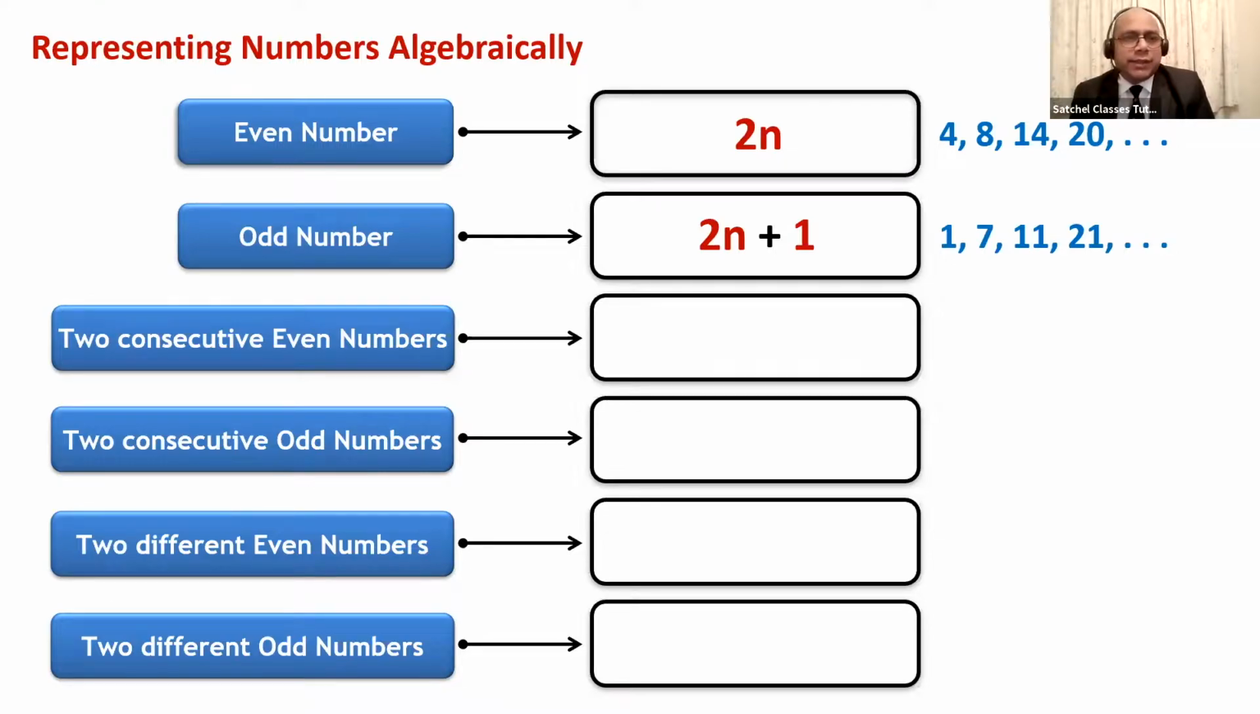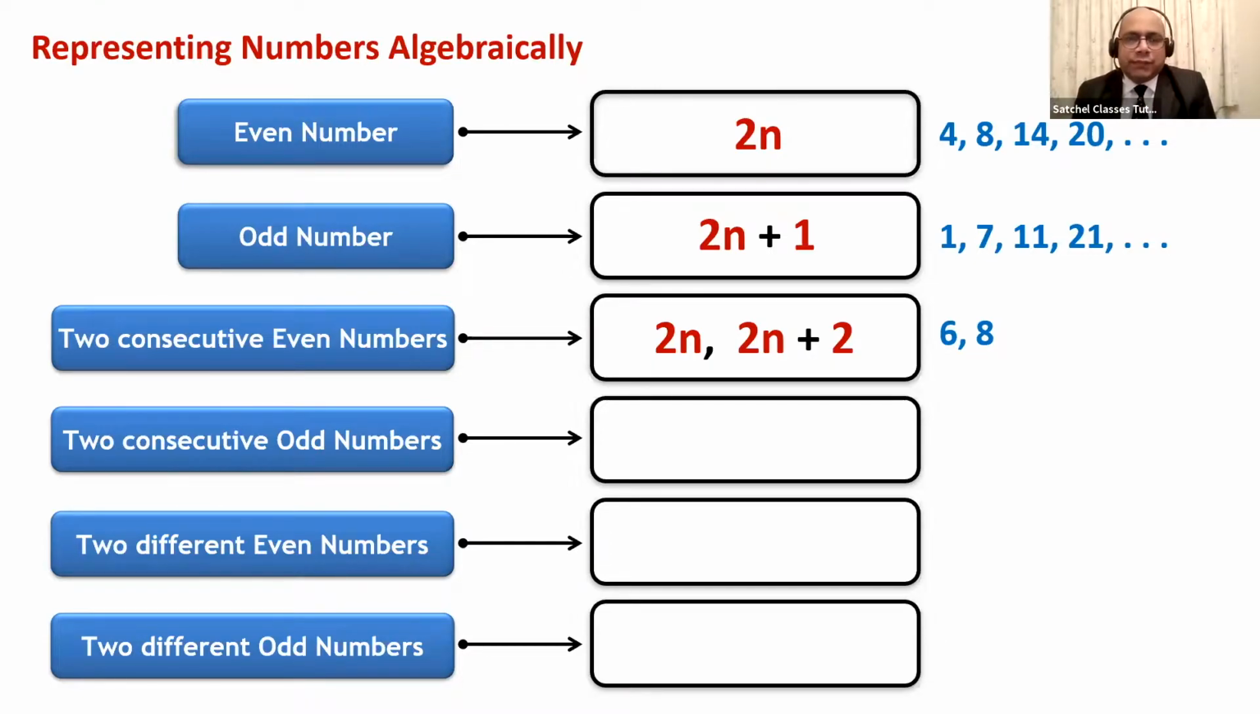How do we represent two consecutive even numbers? Let's take an example. 6 and 8 are two consecutive even numbers. So what is the necessary thing for two consecutive even numbers? They will always have a difference of 2, which means the bigger number will always be 2 more than the smaller number. So if one of the numbers is 2n, because they are even numbers, remember, the other one has to be 2n plus 2.